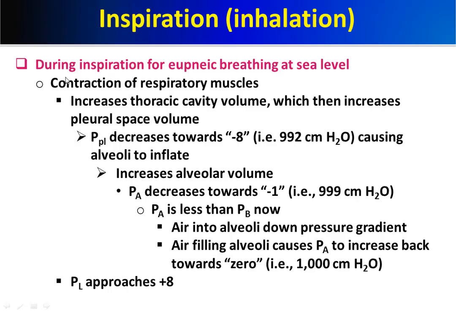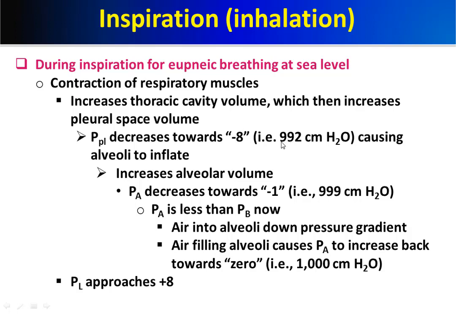So during inspiration for eupneic breathing at sea level, the muscles of inspiration contract first. This increases the thoracic cavity volume in all dimensions and pulls the pleural sac as well, increasing the pleural sac volume. So the pressure inside the pleural sac decreases and becomes negative 8.